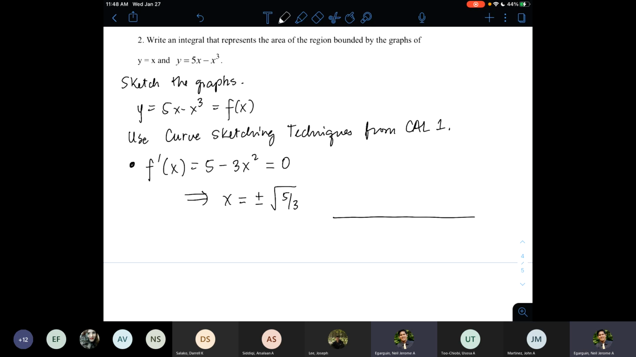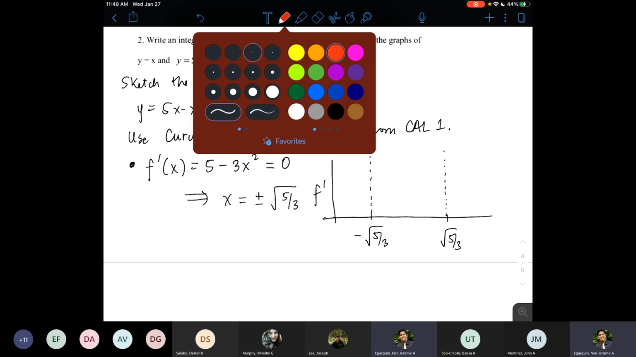And then remember, you do a sign chart for f prime, so you know when the function is increasing or decreasing, using these critical numbers as your subdivision points. So the first is negative root of 5/3, the second is root of 5/3. These are your subdivision points, right? And then we want to find the sign of f prime over these intervals. So to find that, we need some test numbers.